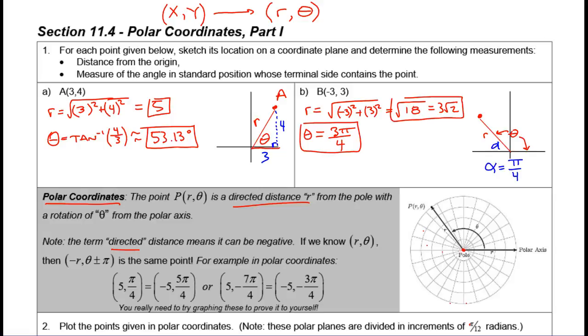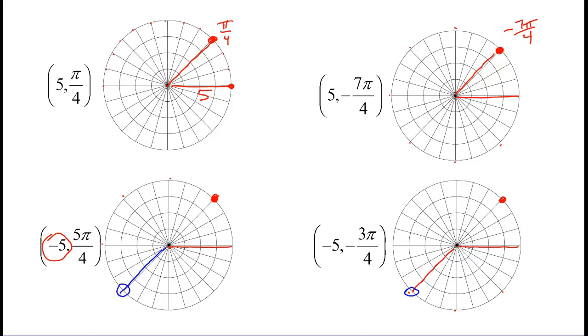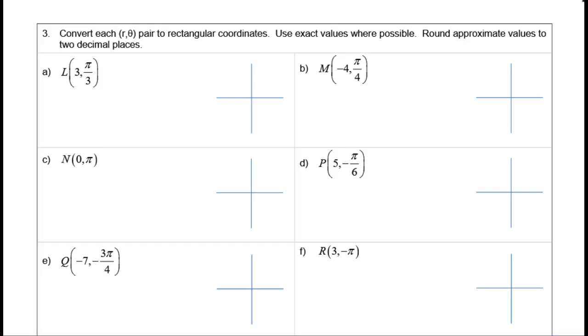Okay, folks, so section 11.4, polar coordinates, part 1, side 2. In side 2, example 3, we're asked to convert each pair r comma theta to rectangular coordinates. They're given to us in polar coordinates, and we have to convert back to x comma y. It says use exact values where possible, round approximate values to 2 decimal places.